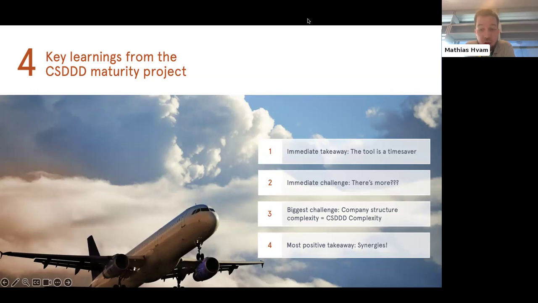Larger or higher level degree of company complexity equals larger or higher level of CS3D complexity. And then the positive takeaway, very much based on the learnings from the pilot, is that as a company that has already reported for the first year of CSRD, there's a lot of synergies to be found here, but not only in regards to CSRD, also in regards to classic ERM structures in the company.